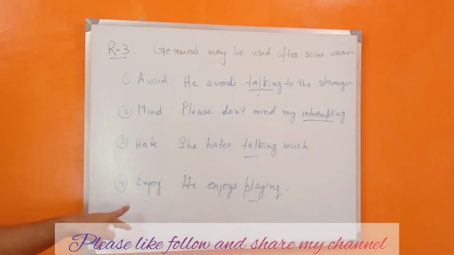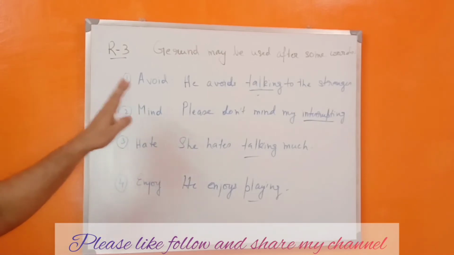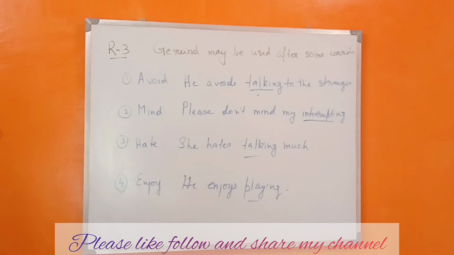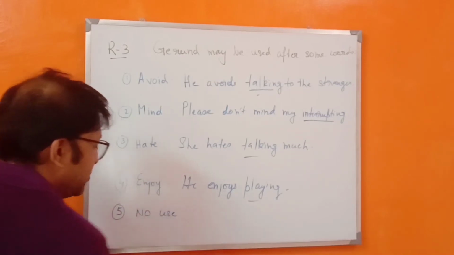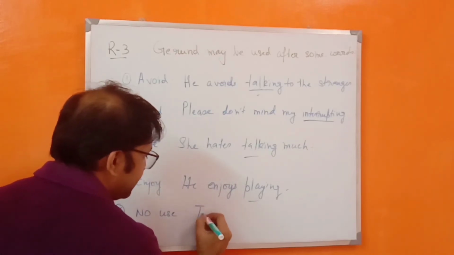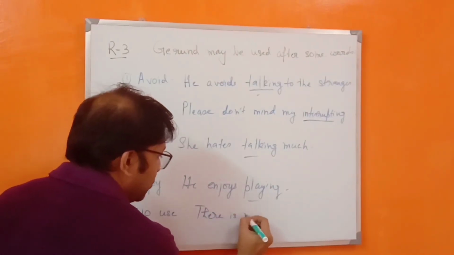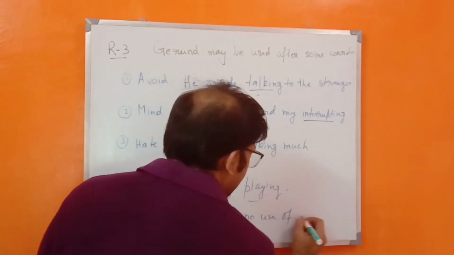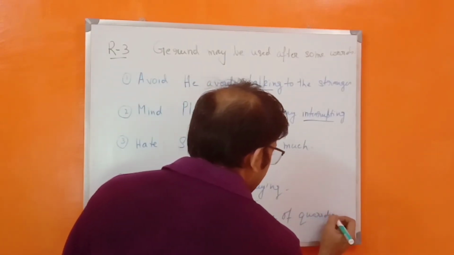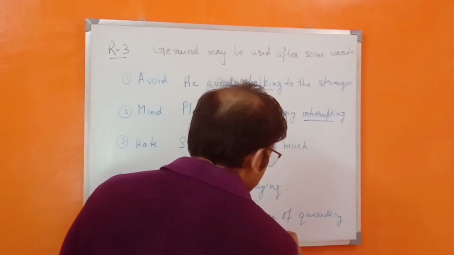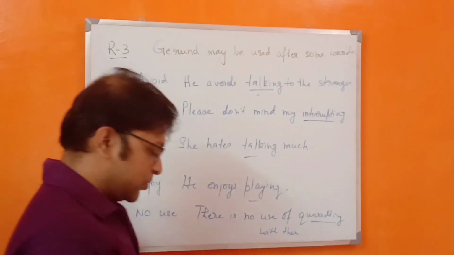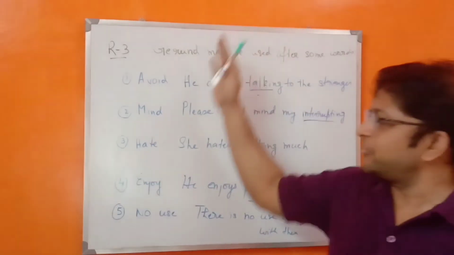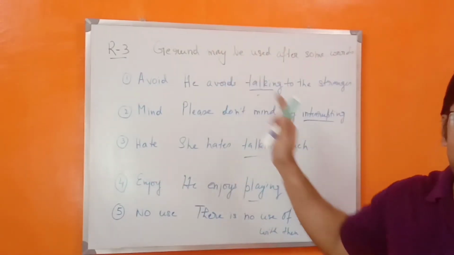So you have to remember, after using these words, the gerund is placed and they are forming a sentence. There is also one use, that is another word, no use. So here also you can use this: there is no use of quarreling with them. So this is also a gerund. So you have to go through these things, this rule number 3, after using these words, what we can do and how we form the sentence.